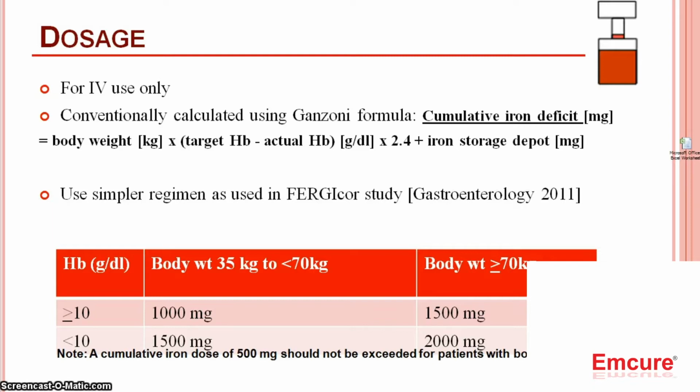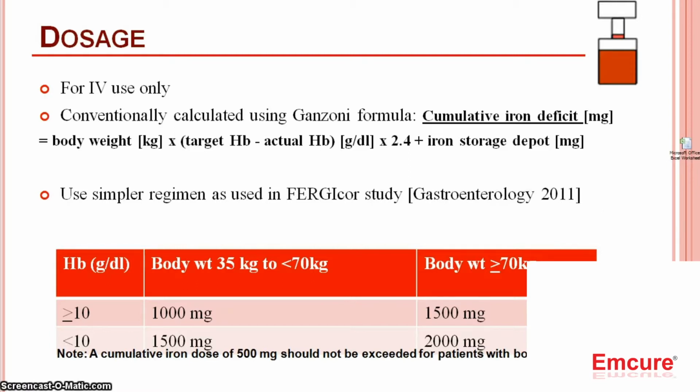When the hemoglobin is less than 10 grams per deciliter and the body weight is between 35 to 70 kilograms, then 1500 milligrams is advised. When the hemoglobin is less than 10 and the body weight is more than or equal to 70 kilograms, then 2000 milligrams is advised. Now this 2000 has to be divided into 2 weeks. First week again you give 1000 milligrams and the second week again you infuse 1000 milligrams. Note that a cumulative iron dose of 500 milligrams should not be exceeded for patients with body weight less than 35 kilograms.